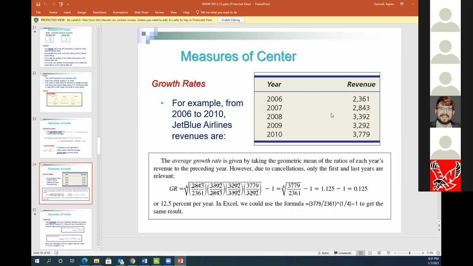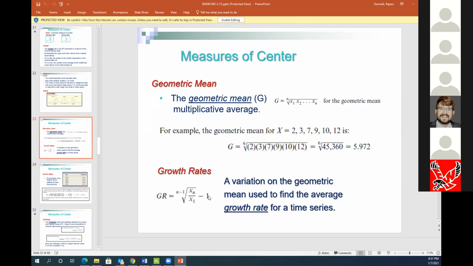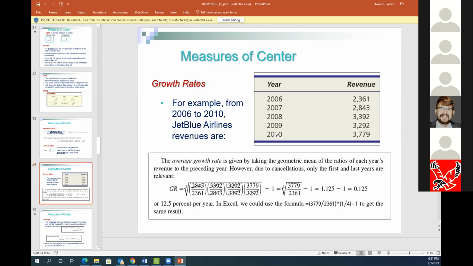For example, here the revenue from 2006 to 2010 is right here, and this is JetBlue Airlines. So what is the geometric mean? The fourth root of this ratio, minus 1, which comes to 12.5% per year. This is a very simple calculation. Being a manager, you should always keep this concept in mind whenever there is a need for average growth or average financial progress.